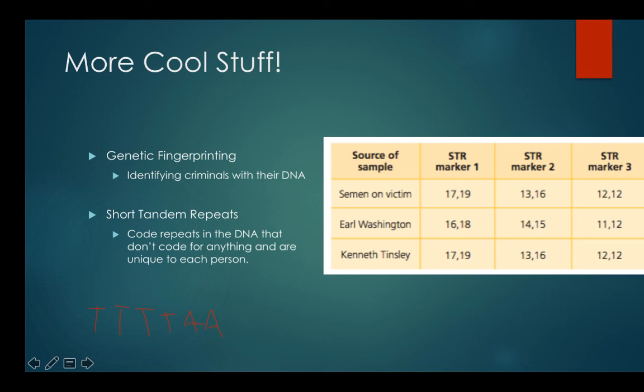Well, Earl Washington has a different number of short tandem repeats here, and Kenneth Tinsley has the exact same short tandem repeats. It's not brain surgery here. You can find out pretty quickly which one of these two people matches the killer. It's going to be Kenneth Tinsley, because he has the exact same short tandem repeats as the sample they found on the semen. And that's how that works. You basically compare the number of short tandem repeats, and if they're the same, guess what? You found the killer.